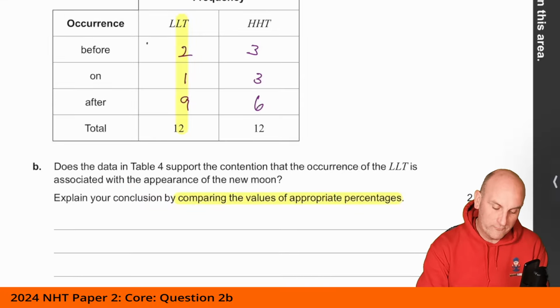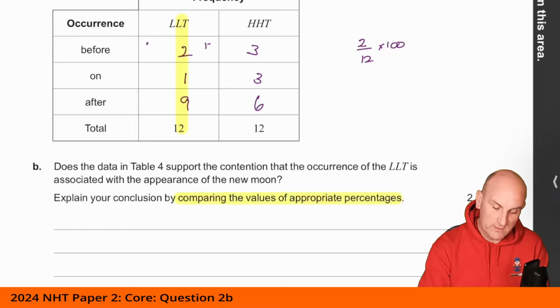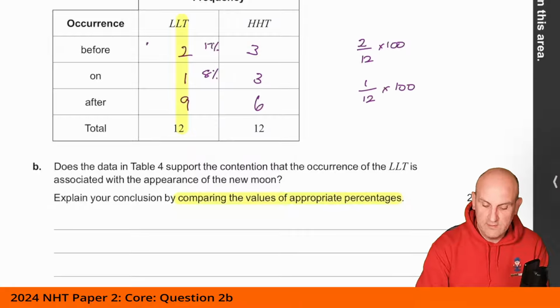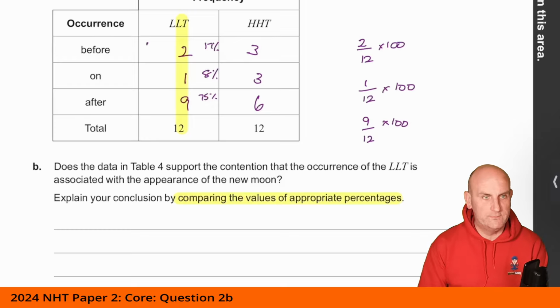If we look at the before, that's 2 out of 12 times 100. That's what I would do on my calculator. To the nearest whole number, that works out to be 17%. In the same way, 1 divided by 12 times 100 will give me 8%. And that one there would be 75%, which is just 9 divided by 12 times 100. If you don't know how to work out percentages, please learn how to do percentages. It's terrifying the number of people who don't.